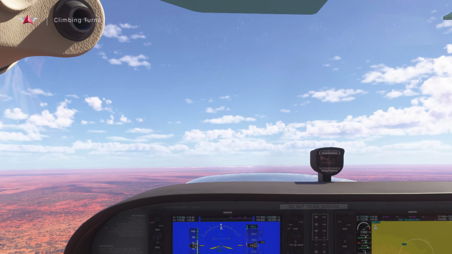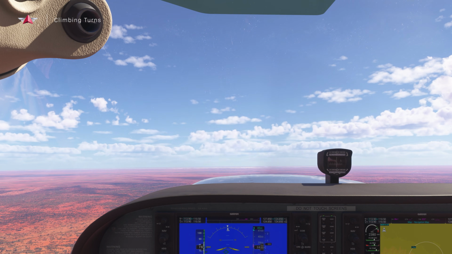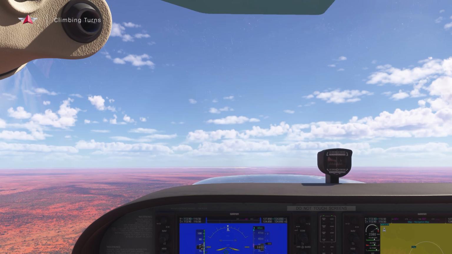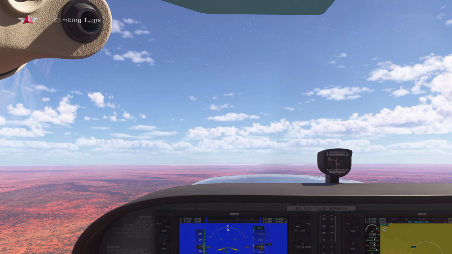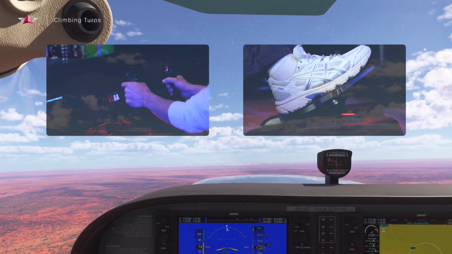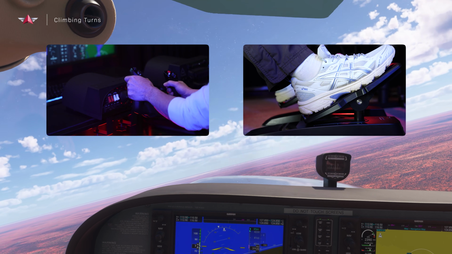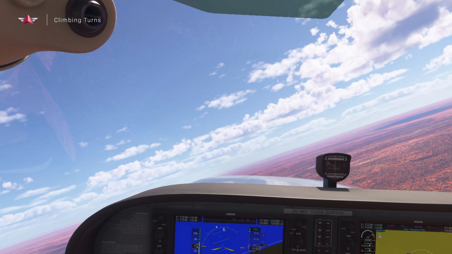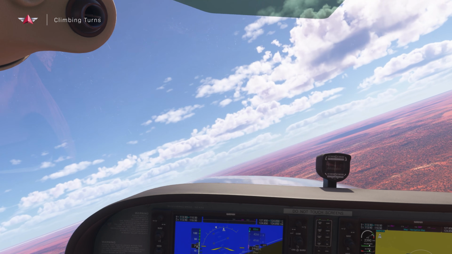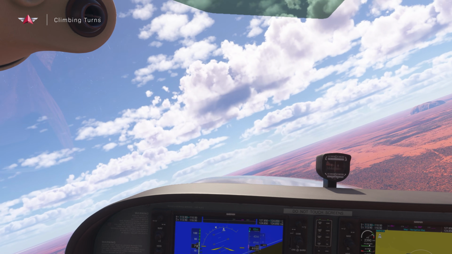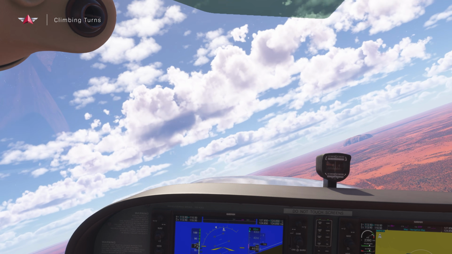Then we're going to return our gaze forwards. As we prepare to enter the turn, we have to reduce our pitch attitude slightly, like this. Let's initiate our turn entry. As we add right aileron, push more right rudder. Right turns are going to require more right rudder than usual due to the combined reaction of the slipstream effect and the adverse yaw effect.